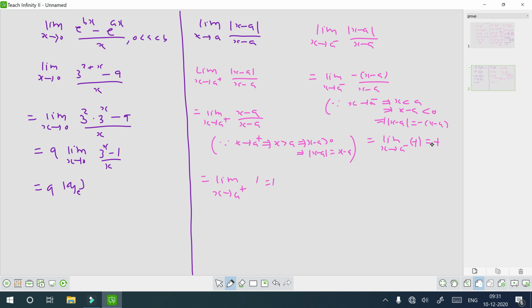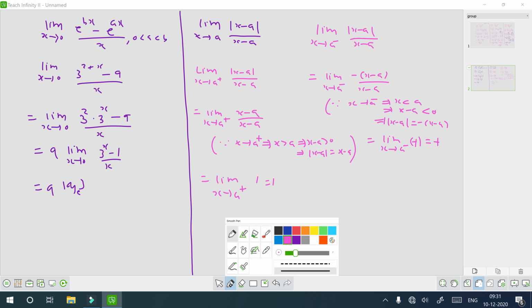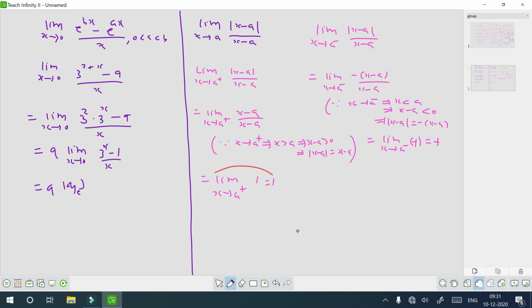Now see, left hand limit is 1. Sorry, right hand limit is 1. Left hand limit is minus 1. Both exist, but they are not equal. So this limit does not exist.